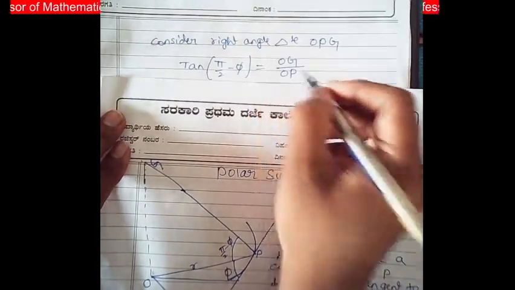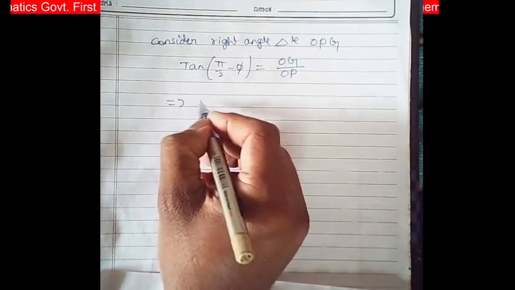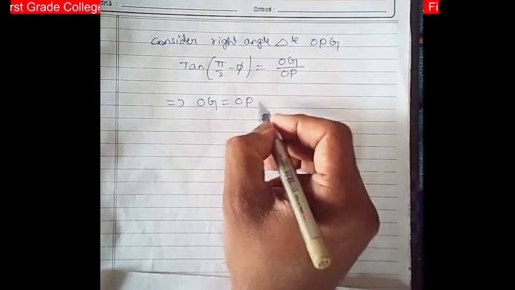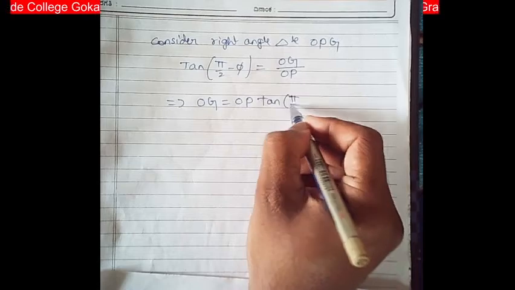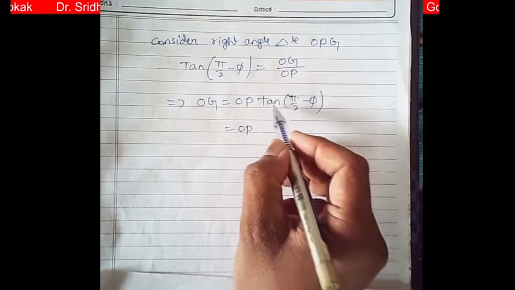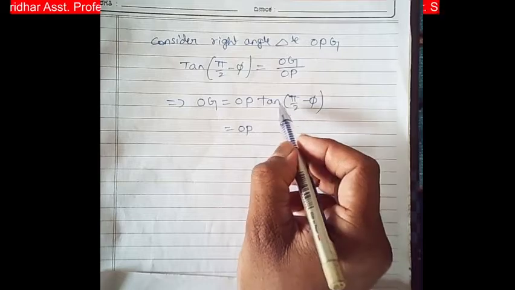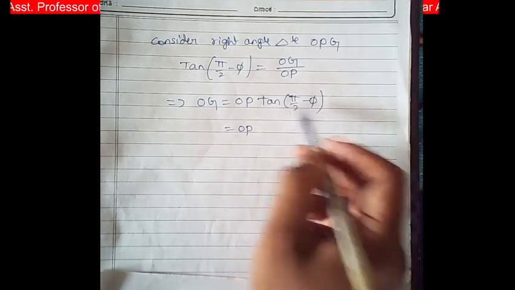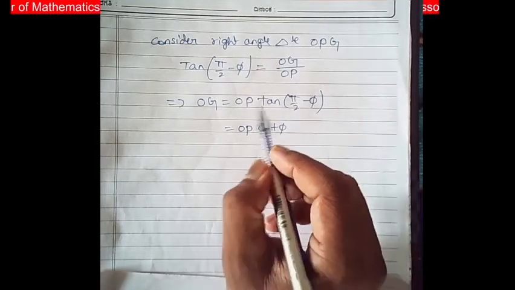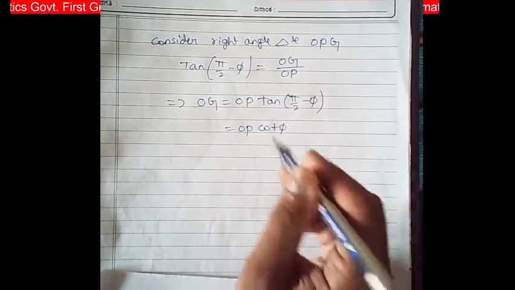Okay, so now we need OG, so this implies OG is equal to OP tan pi by 2 minus phi. What is tan of pi by 2 minus phi? Pi by 2 means it is an odd multiple of 90, so tan changes to cot phi, OP into cot phi. Pi by 2 minus phi is in the first quadrant, so all are positive, so tan is also positive, therefore OP cot phi.